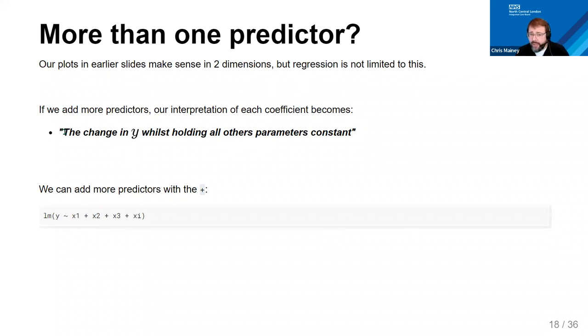But we have to change our interpretation slightly. Suspend your disbelief here for a minute, but we have to assume that if we're considering the coefficient for x1, we're holding x2, x3, and all the other x's constant. So the change in y is whatever our coefficient is, whilst holding all other parameters constant. That might seem like semantics, but if you've got more than one moving point at a time, the interpretation becomes very challenging. But mechanically, all you need to do is put more columns in and put them in with a plus symbol. It will take as many of them as you put in.